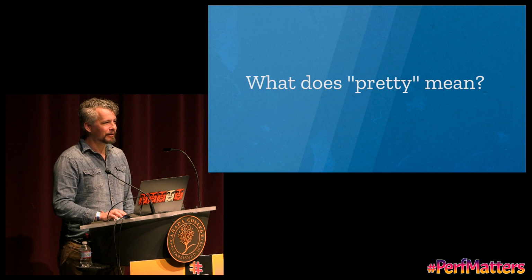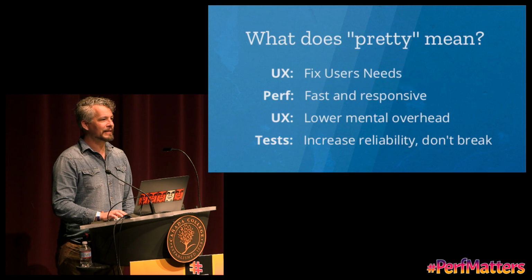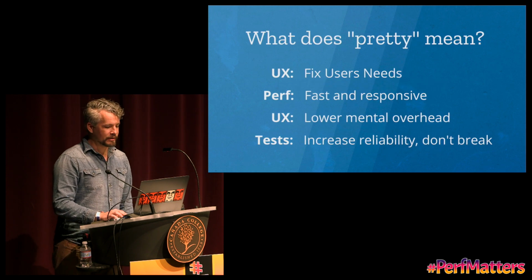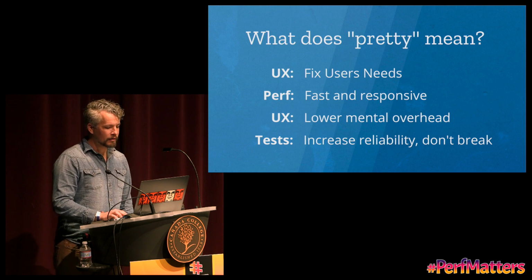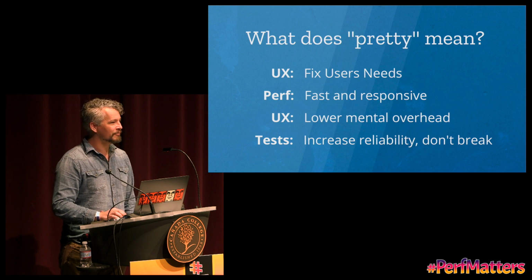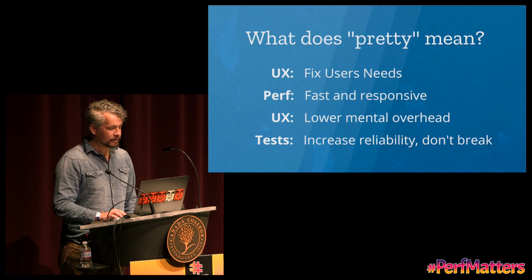So what does pretty mean, and why is that important? For me, I think it means quality software. It means with UX, you fix your users' needs. For performance, you make fast and responsive code. For UX, you also want to lower mental overhead, especially when building a dev tool. It's complicated. You're stressed. You have a problem. You want to get it fixed. You don't want your tool to get in the way. And on the testing side, don't just build the feature and let it break. Write tests, increase your reliability, and just don't break.